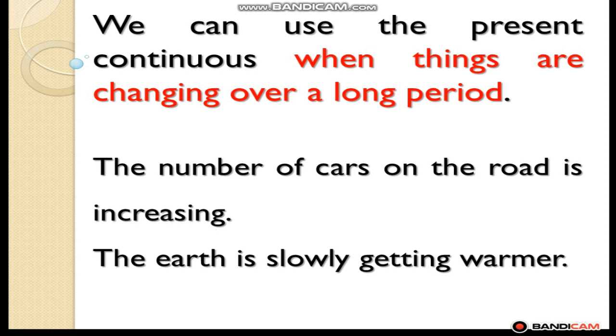So the number of cars on the road is increasing, or the earth is slowly getting warmer. So something is changing over a long period of time. The earth is slowly getting warmer. So we have "is" as the auxiliary verb, and we have an -ing form followed by this auxiliary verb.